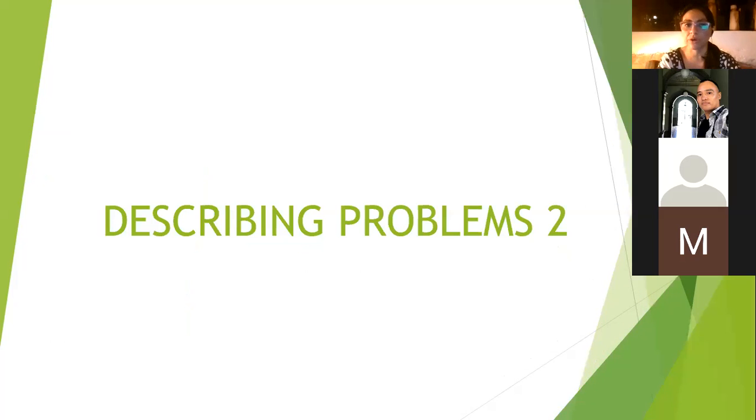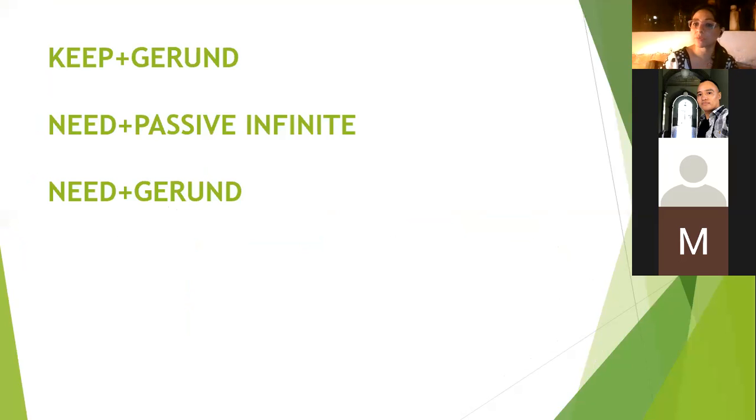So here we have describing problems two, all right? And that's how you're gonna find it on the platform. I think it's 1.7 or 1.9, about that. This is what we're going to study today, and I want you to follow me here. We are going to study these three things tonight. We're going to use the verb keep and the verb need, all right? Keep, we're always going to use it with gerunds. Need, we're going to use with passive infinitive, or also we can use need with gerunds, all right? And I'm gonna tell you how it works, and I'm gonna show you examples, and then we're going to do some exercises, okay? So far, so good?